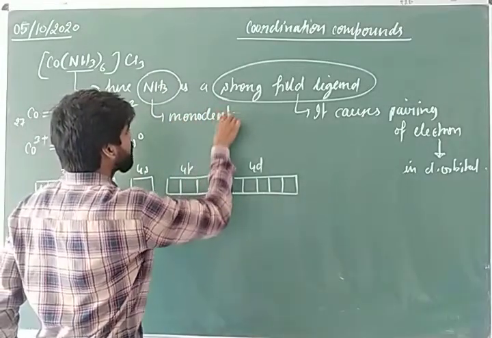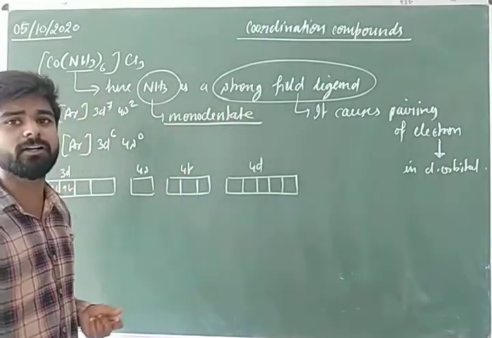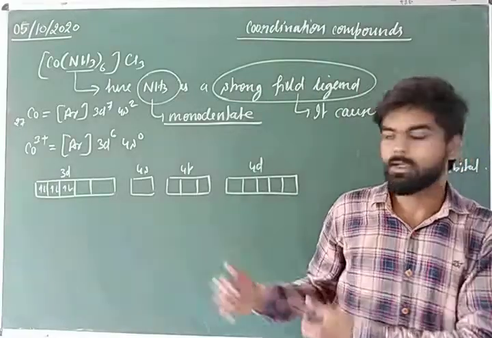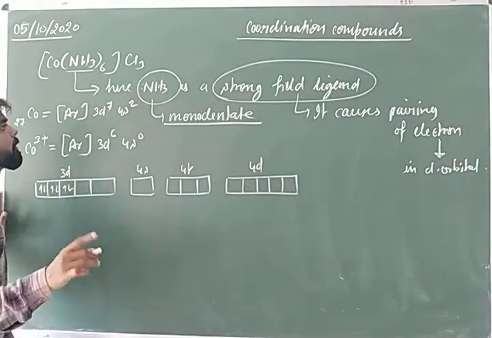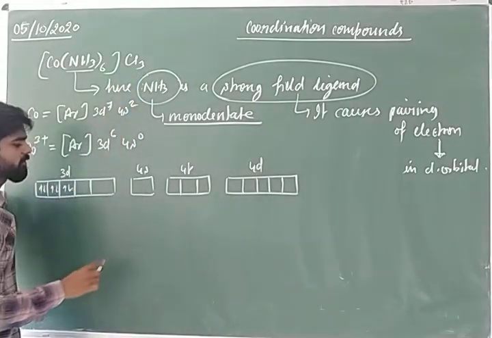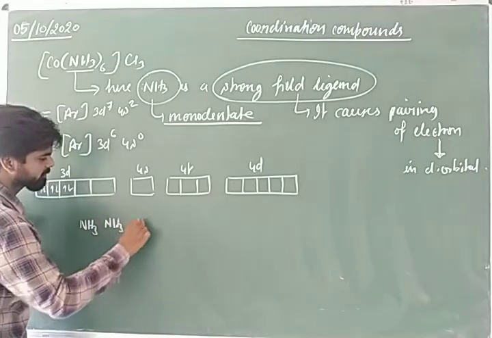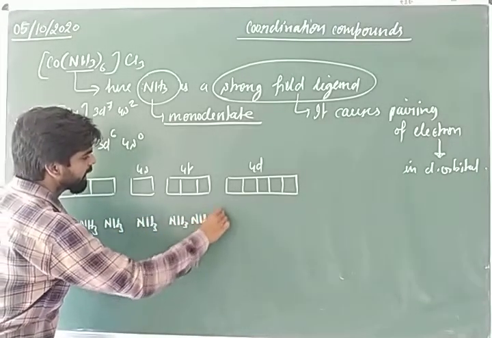NH3 is a monodentate ligand, meaning what? It gives one pair of electrons to the central metal ion for coordination with the metal ion. Here, the nitrogen atom carries one pair of electrons to donate, like this: NH3, NH3, NH3, NH3, NH3 and NH3.